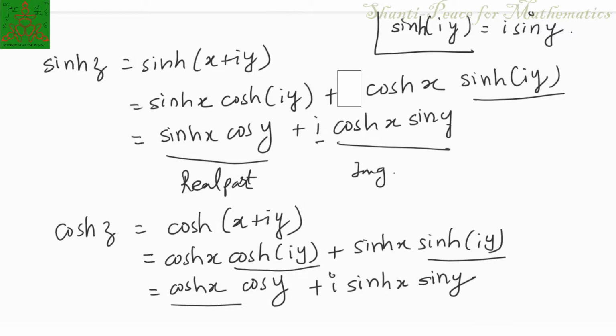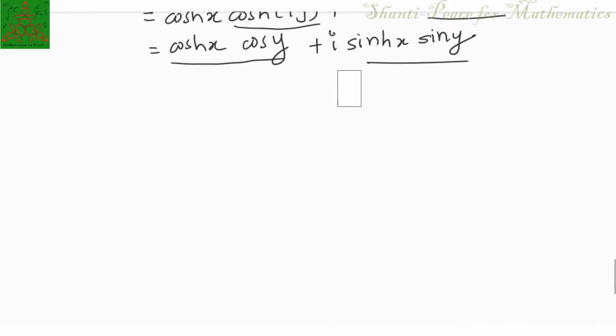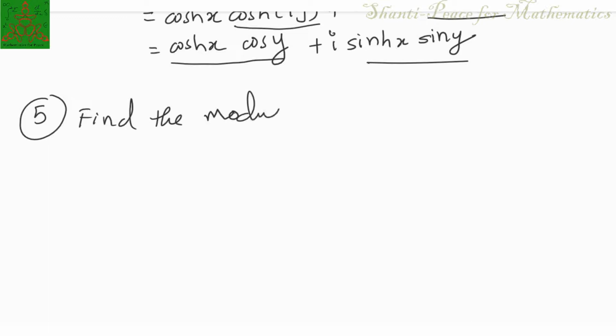So here this will be the real part and this will be the imaginary part of the cos hyperbolic function. The fifth property that we have is: find the modulus of sine hyperbolic of z and cos hyperbolic of z.